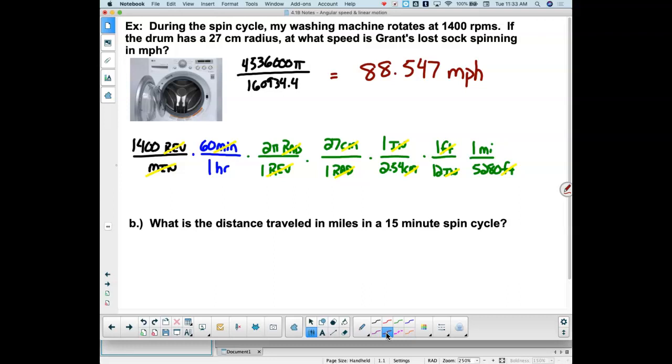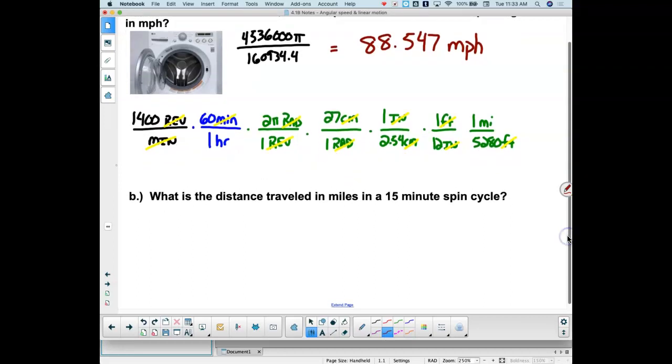Okay. How far does the sock go if it spins for 15 minutes? Well, we take that, right? So we've got 88.547 miles per hour. Can I multiply that by 15? Why not? Why wouldn't it make the right answer?